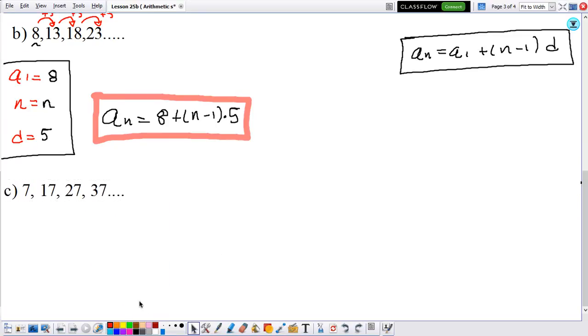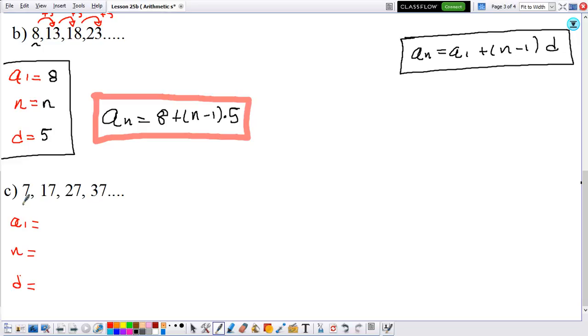Finally, let's look at C now. Again, all you need to know is just three values: a1, n, and d. If you know those three values, then you can find your explicit formula.